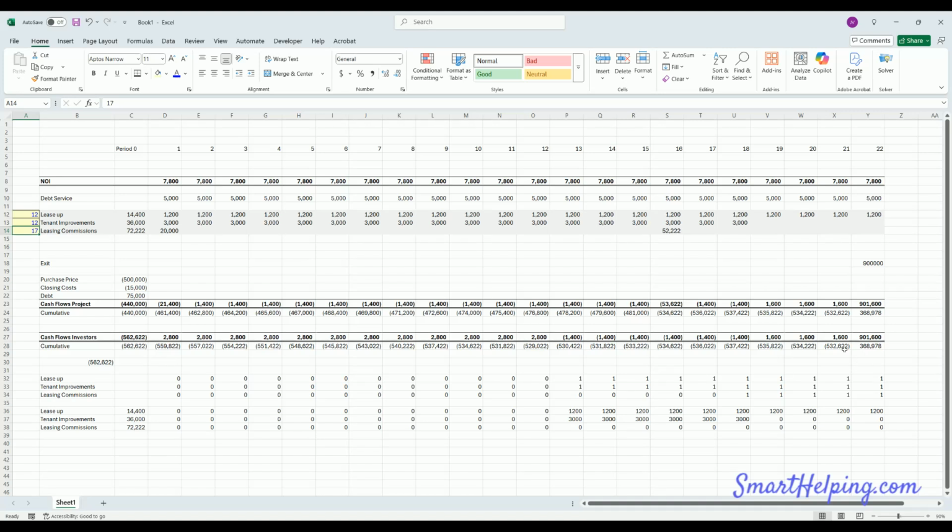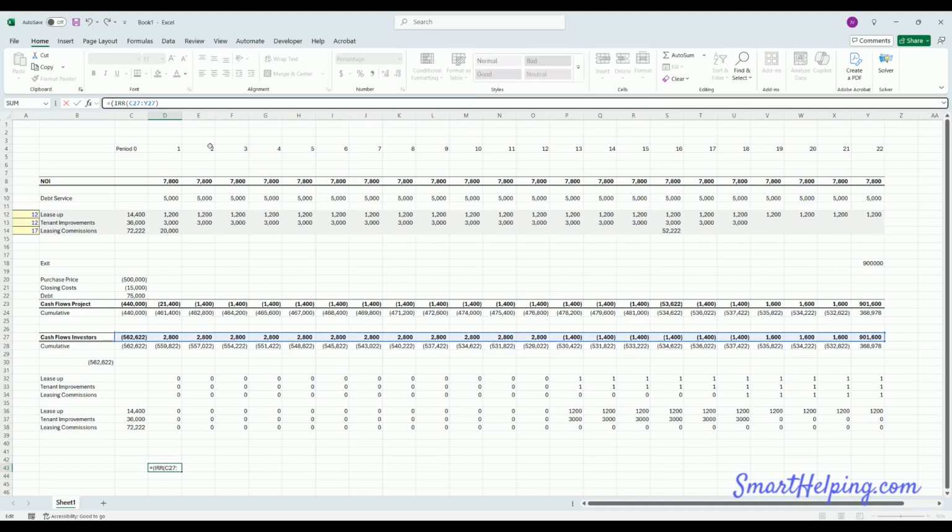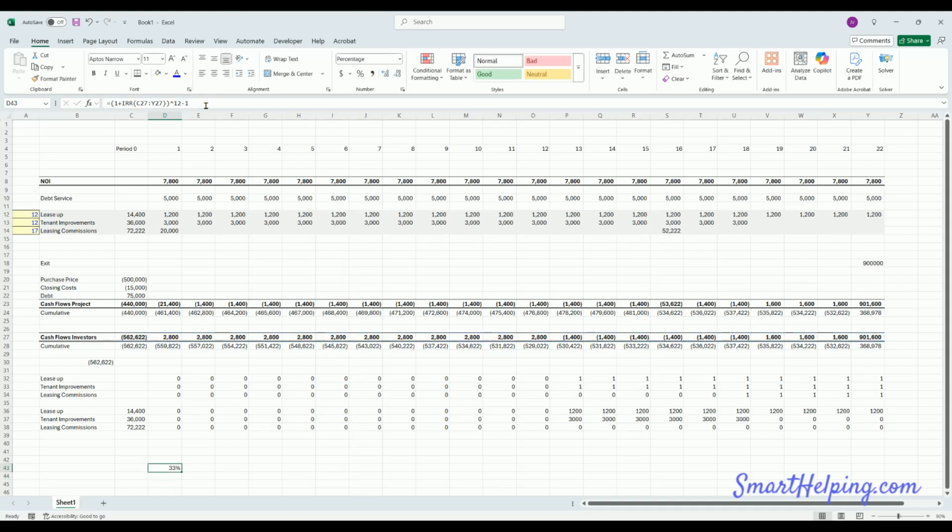Okay, so, and then we have IRR. So I want to show you this. So this is a monthly schedule, so we can convert that. So we'll go IRR of this. And then we want to say, well, that's actually the monthly. Let's convert it to an annual rate. So 1 plus the rate raised to the 12 minus 1. So our annual IRR is 32.